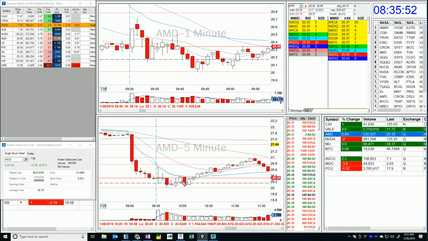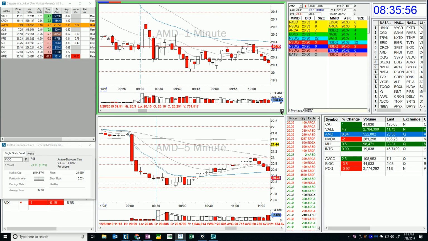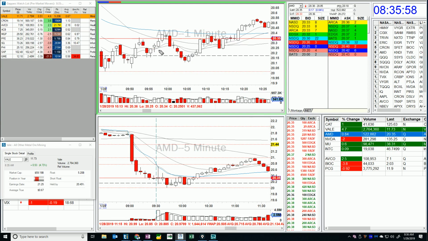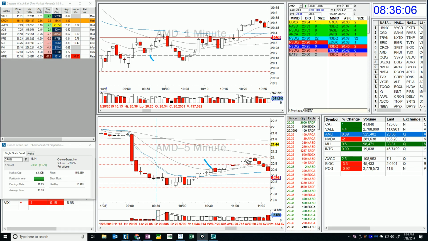I took it long around, let me see the 1-minute chart. I want to make sure. I should take a screenshot of it. But I took it long around this area here with a stop loss at the low of the day, right? Not a lot of shares. And then it went up nicely as you guys were in the chat room. I took some profits here and some up here. So it turned out to be a really nice trade.